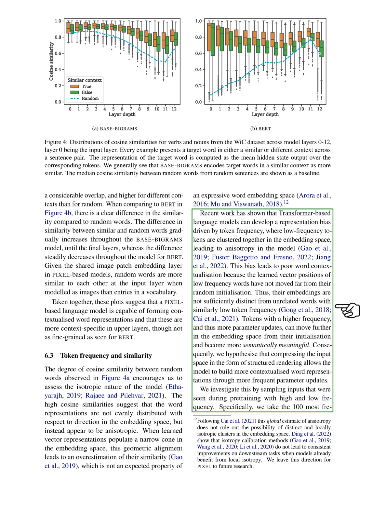Finally, we found that compressing the input space in the form of structured rendering allows the model to build more contextualized word representations through more frequent parameter updates. We've investigated this by sampling inputs that were seen during pre-training with high and low frequency.